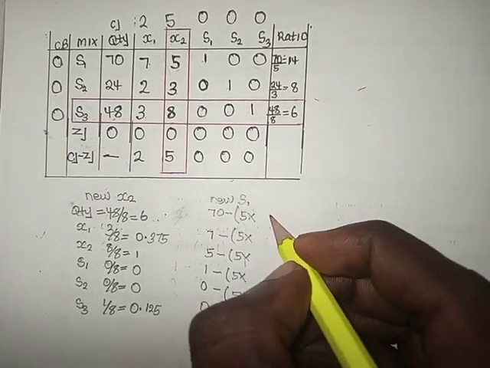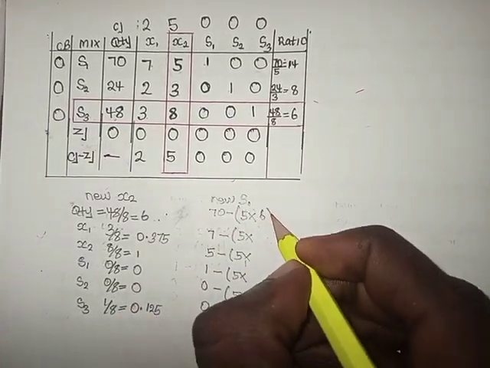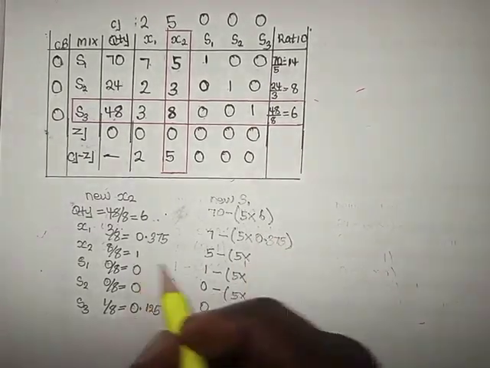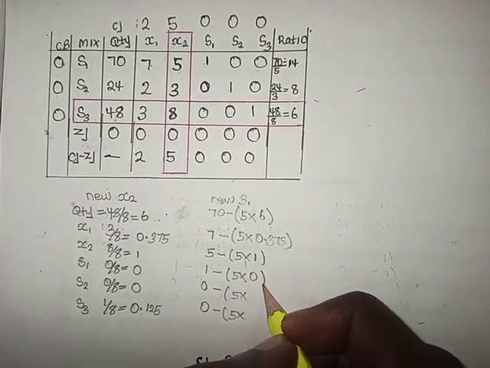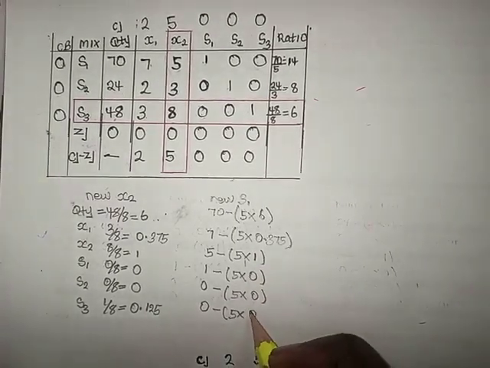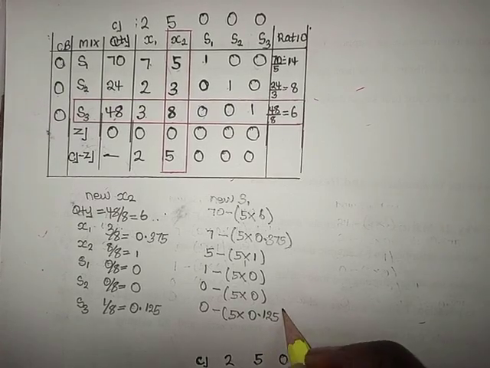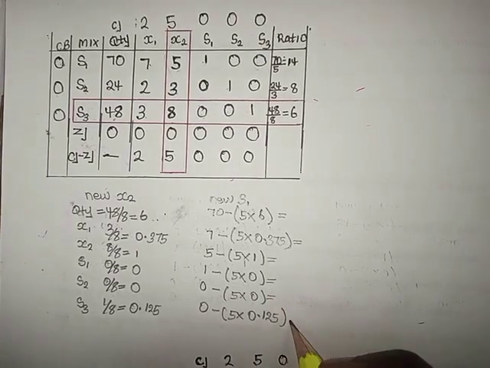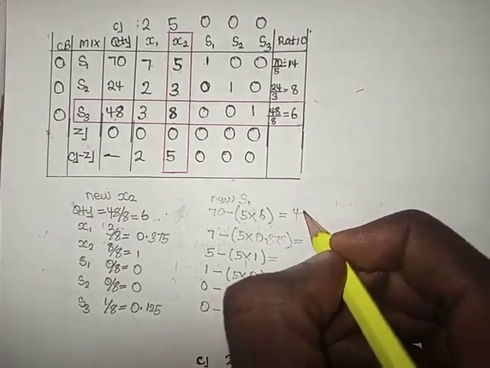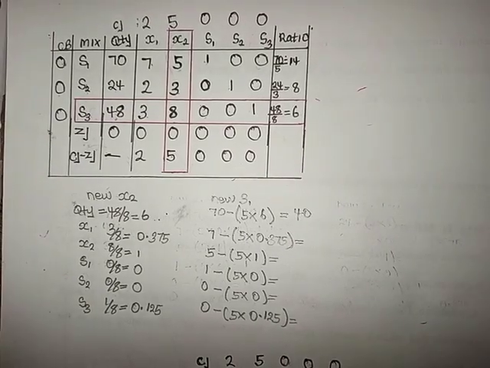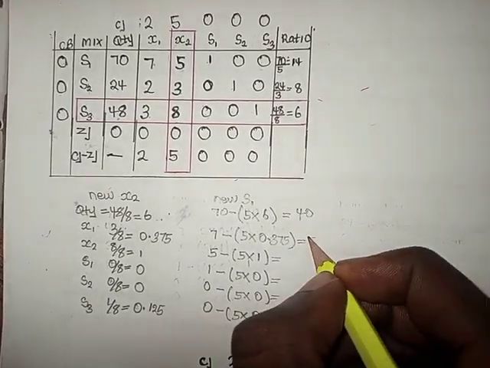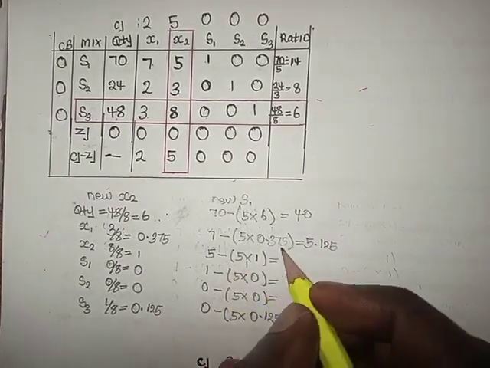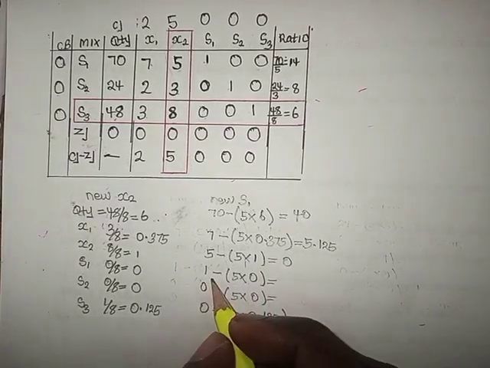So 5 multiplied by 6, 5 multiplied by 0.375, always in parentheses, 5 multiplied by 1, 5 multiplied by 0, 5 multiplied by 0, and 5 multiplied by 0.125. Then 70 minus 5 multiplied by 6, that's what you need to do now. You need to sum everything together. This is 40. 7 minus 5 multiplied by 0.375 is approximately 5.125.